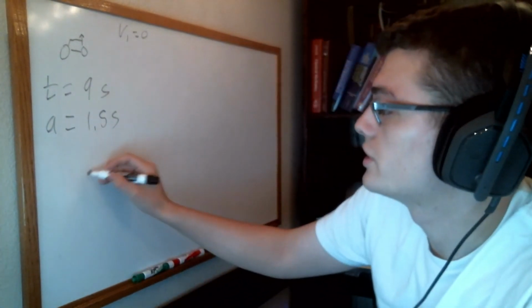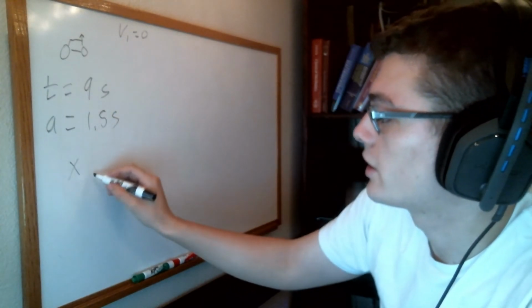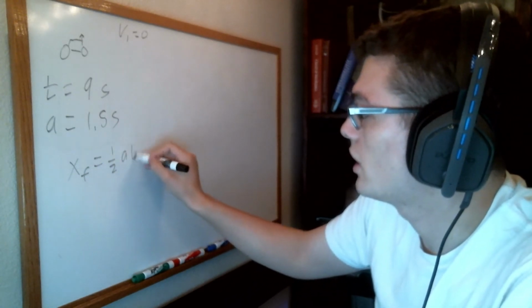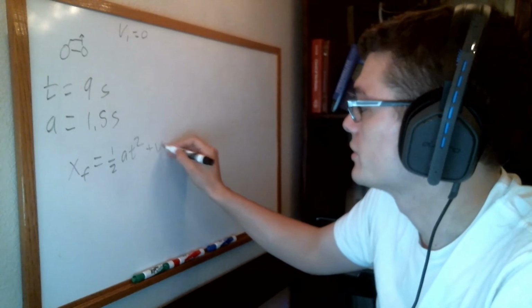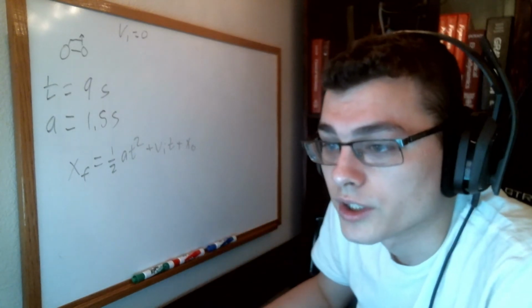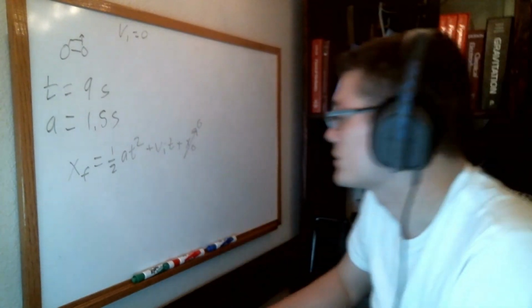So we just need to take our kinematic equation xf equals 1/2 at squared plus vit plus x naught. We're going to take the point where it starts at rest and consider that the origin, so x naught is equal to 0.